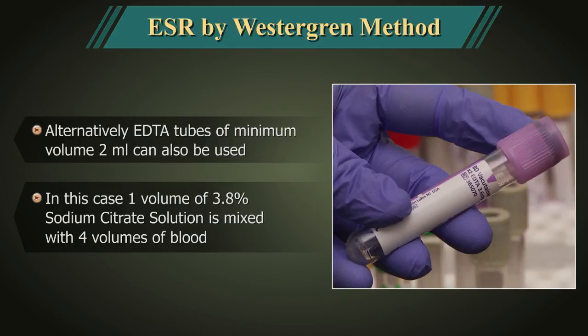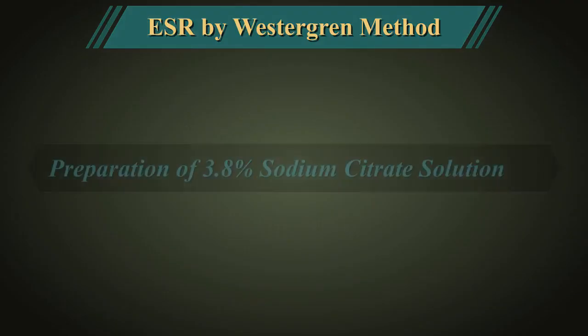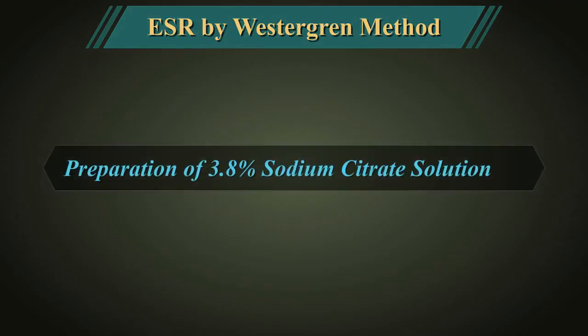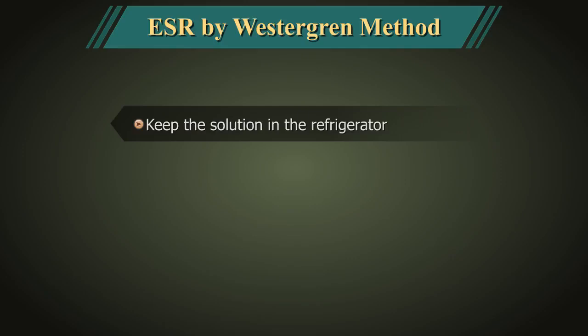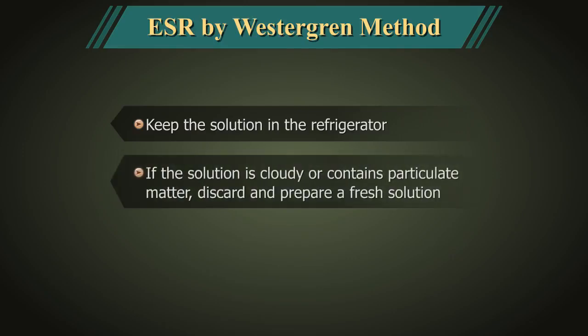In this case, one volume of 3.8% trisodium citrate solution is mixed with 4 volumes of blood. Preparation of 3.8% trisodium citrate solution: mix 3.8 grams of anhydrous trisodium citrate with distilled water, making the total volume up to 100 milliliters. Keep the solution in the refrigerator. If the solution is cloudy or contains particulate matter, discard and prepare a fresh solution.